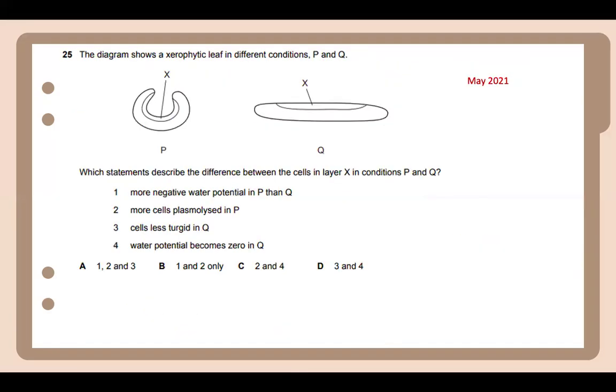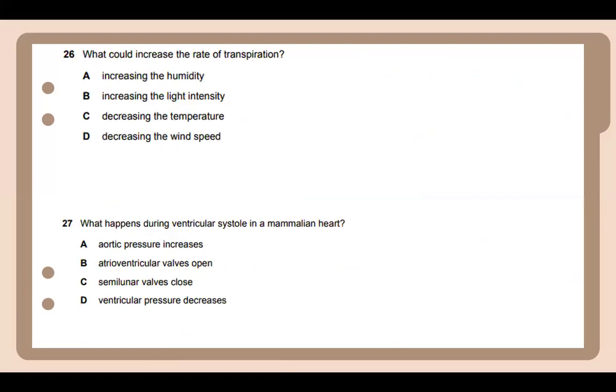The diagram shows a xerophytic leaf in different conditions P and Q. Which statement describes the difference between the cells in layer X in conditions P and Q? The answer will be more negative water potentials in P than Q, then more cells plasmolysed in P. This is also a common question that existed in May 2021.